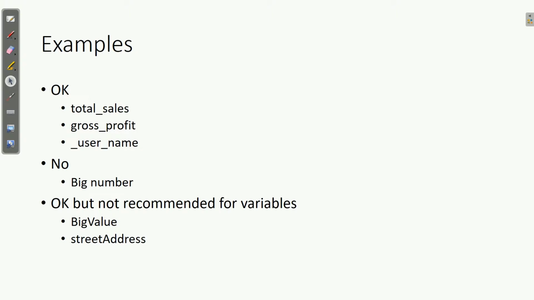You wouldn't use big space numbers. The blank space doesn't work. BigValue, not recommended for variables, where the B and the V are capitalized, that's the Pascal case. StreetAddress, that is camel case. Although they're perfectly valid, they'll work, they're not recommended for variables, functions. The BigValue style would be recommended or used for classes. So when we get into working with classes, then you may use that.